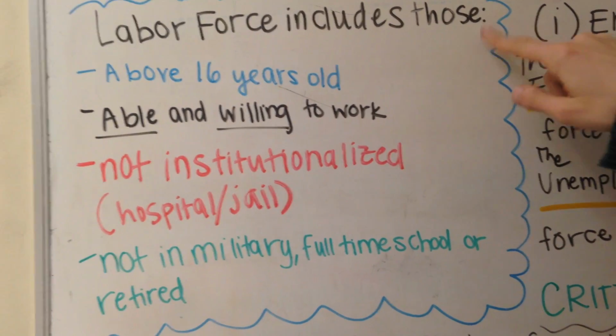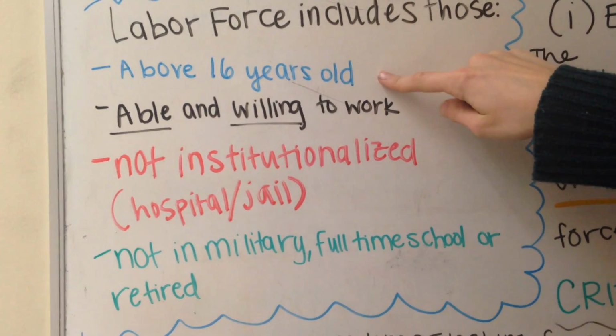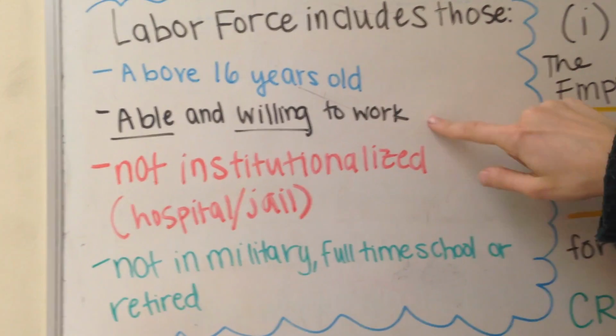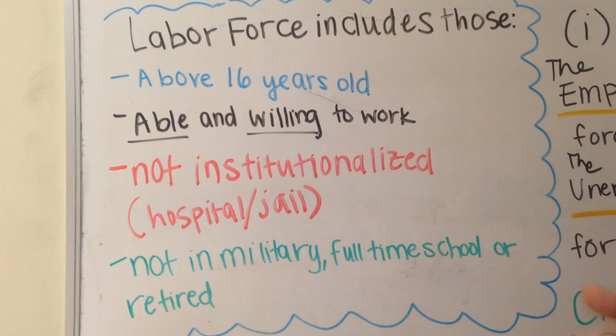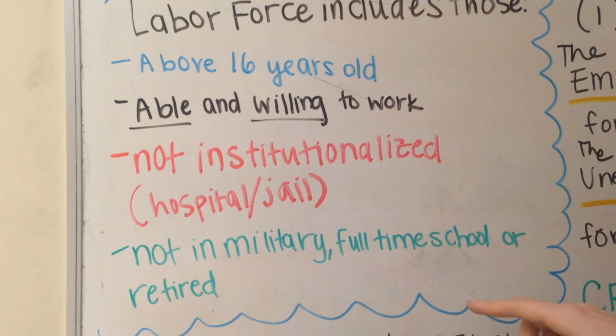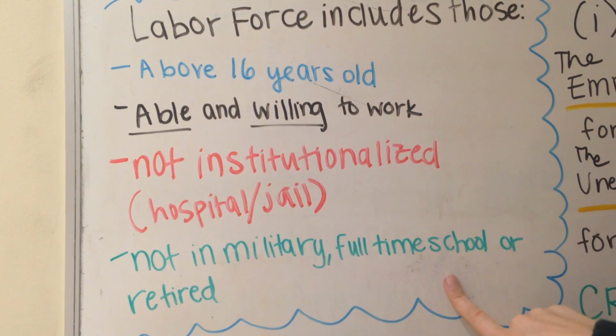So included in the labor force are those that are above 16 years old, those that are able and willing to work, those that are not institutionalized, meaning they're not hospitalized or held in jail, and those that are not in the military, full-time school, or retired.